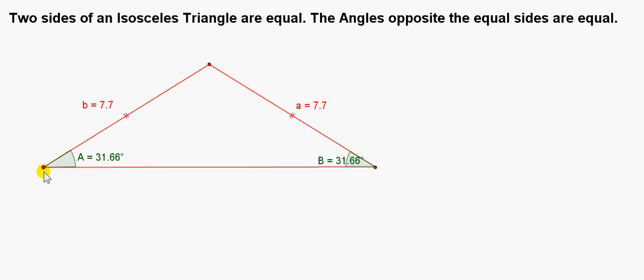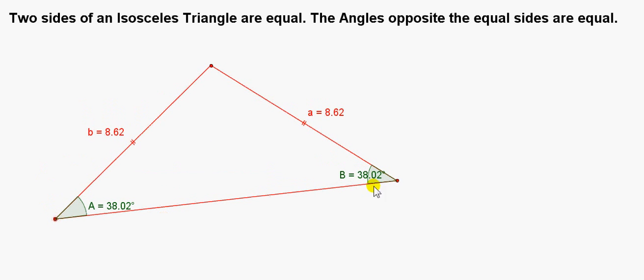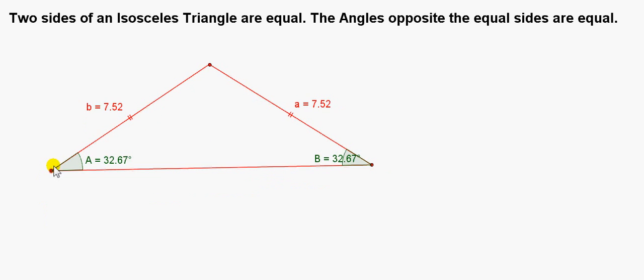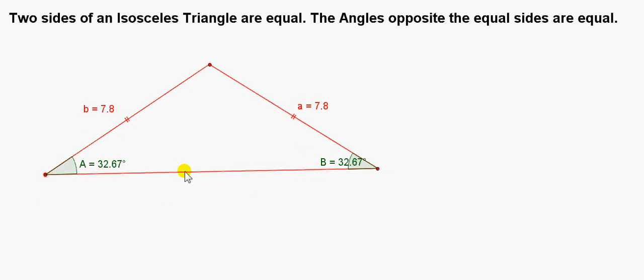Now I can move this triangle around and you can see that the values are getting updated, but I've set this triangle up so that it's always an isosceles triangle. So the two sides are always equal to each other, and as you can see the two angles are equal.